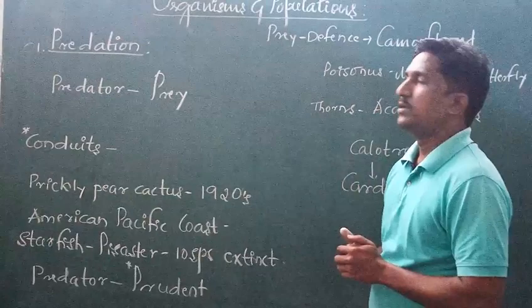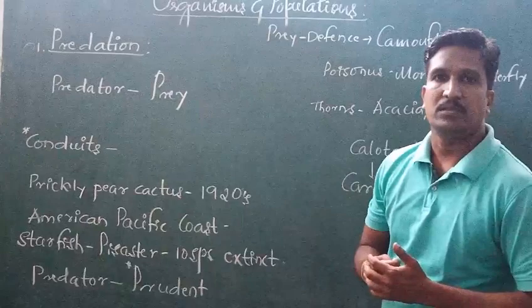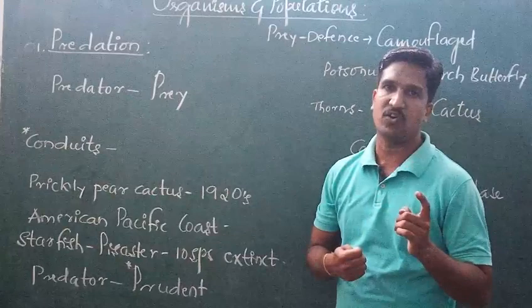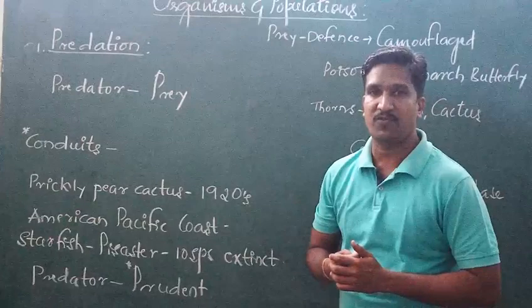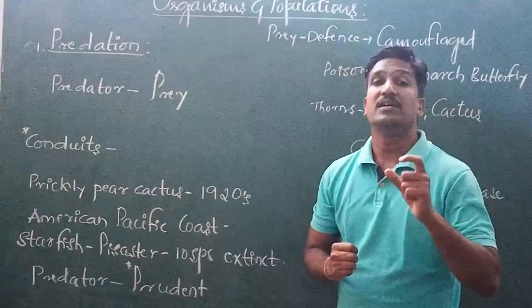Today we are learning the different interactions under the chapter Organisms and Population. In organisms and population, the living organisms interact among the living organisms. Up to now you have learned that individual organisms can interact with non-living things like abiotic factors. And from today, you are going to learn how living organisms interact with another living organism, that is, with biotic factors.